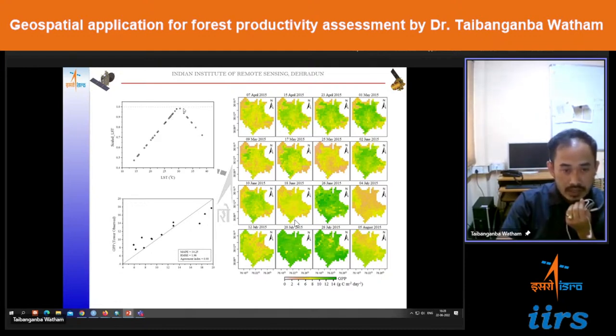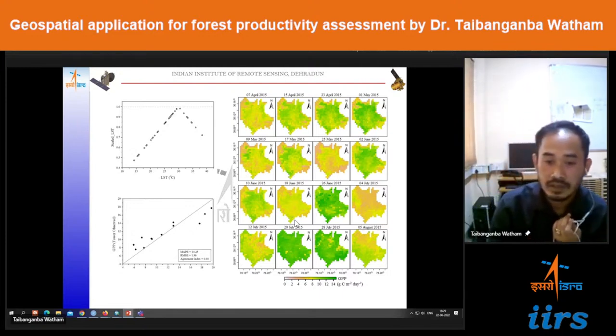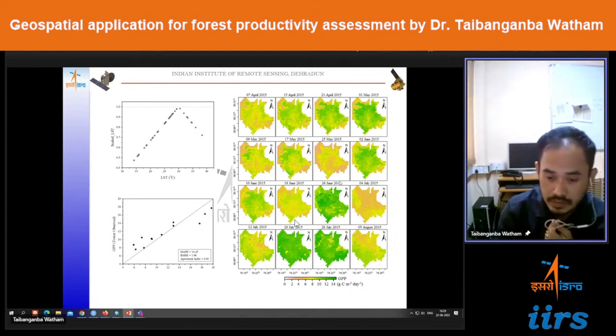Once it has reached the optimum, around 30 degrees Celsius, then with increasing temperature the scaled LST value will decrease. This is how we scale the LST. Using the scaled LST and EVI, we get the M parameter. Then, using the M parameter, we can estimate the GPP for the forest area, or the Burkot forest we have done.